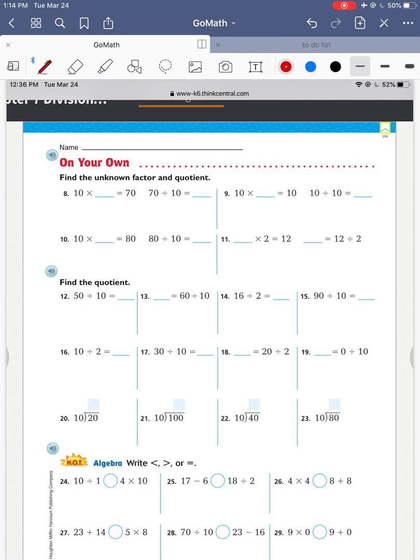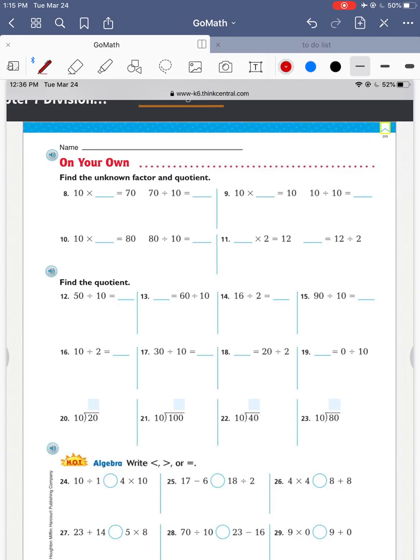Number 8 through 23, do by yourself. If you want to try 24 through 29, go ahead, and then you can play the video and check all your answers. If you need help with 24 to 29, do the first 8 to 23, and then play the video again and check those answers and do the other ones with me as we go.